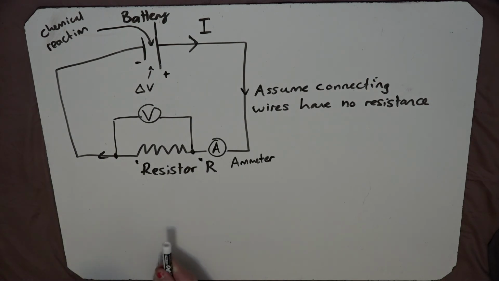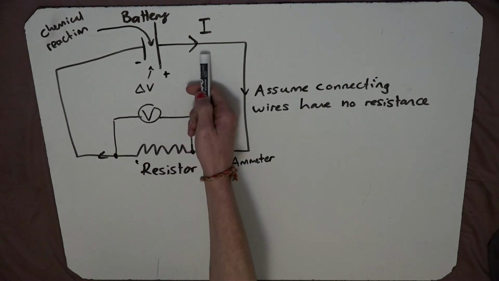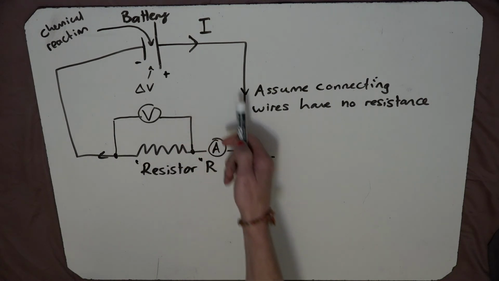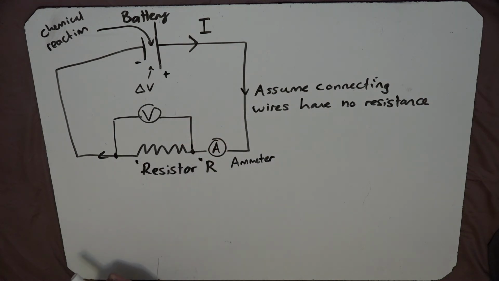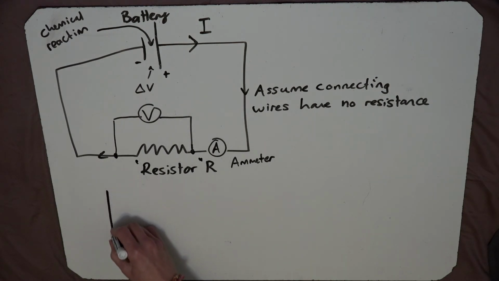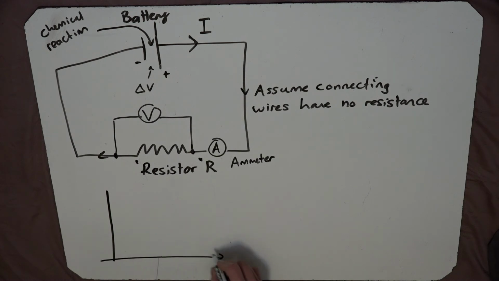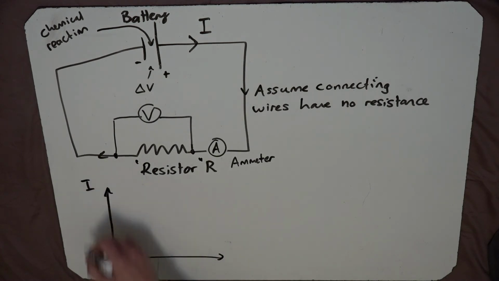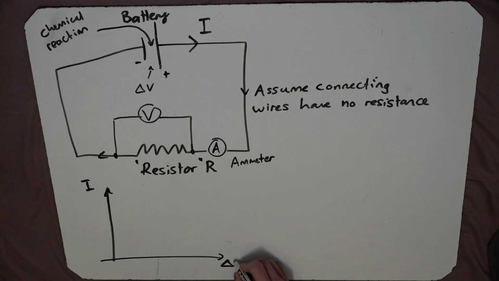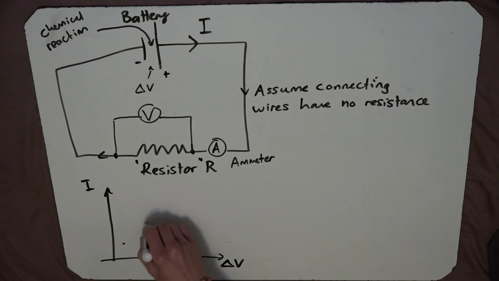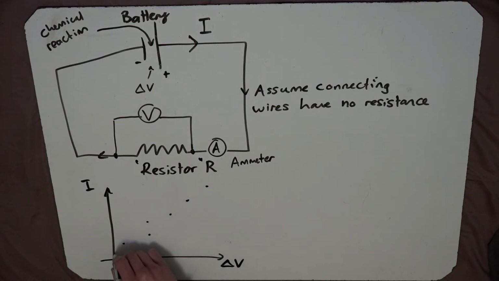If you now conduct an experiment where you vary the potential difference of the power source, thus affecting the current that flows through the circuit and the potential difference across the resistor, you will find that if you plot a graph of current through the resistor versus potential difference across the resistor, you will get something that is a straight line. In other words, the current and the potential difference are directly proportional.